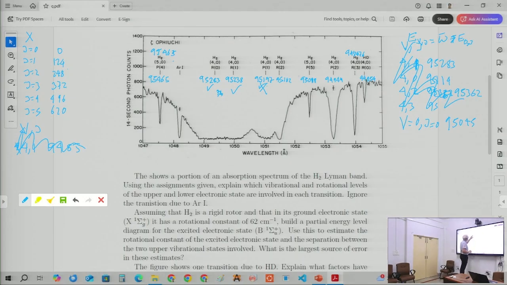To go to R1, we start from 0 here, so that's just the number, 95283. To go to J equals 2, the R1 value will work, and then we're starting from J equals 1. So we have to add 124 onto this value, which will give us 952.